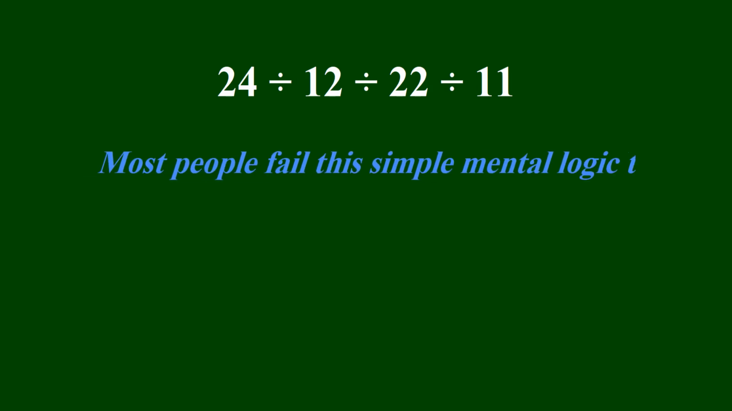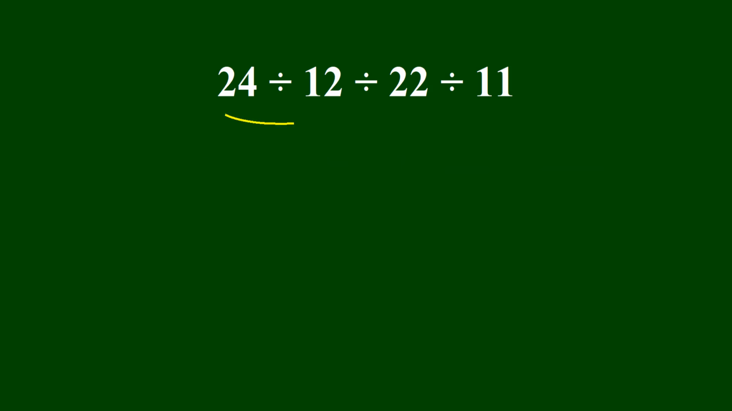In this challenge video, 24 divided by 12 equals 2, and 22 divided by 11 equals 2. Now we have this problem, 2 divided by 2, which equals 1. But this answer is not correct, because according to the order of operations we must do this division, then this division, and at last this division.